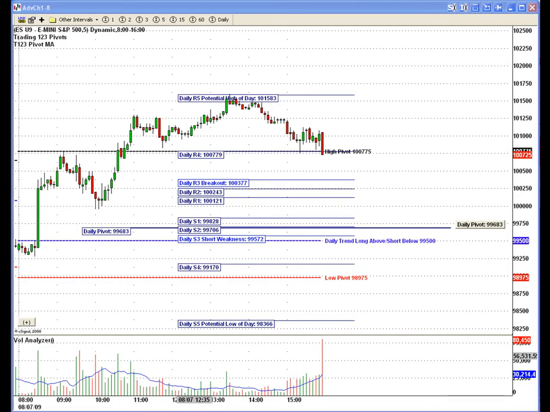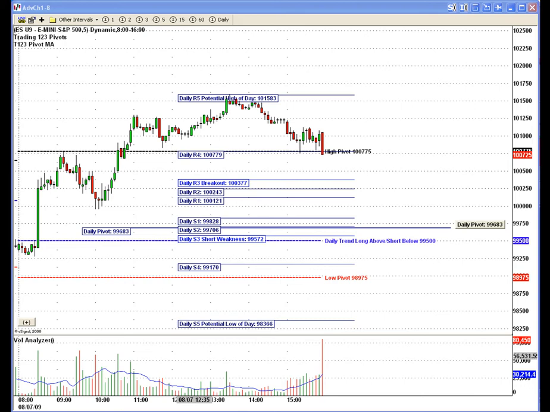Okay, welcome traders. We're going to talk about trading with the Trading123 pivots here. Pivots basically measure support and resistance on any stock, future, or forex, and they contain 5 levels here. 5 levels of resistance, R1 through R5, and 5 levels of support, S1 through S5.